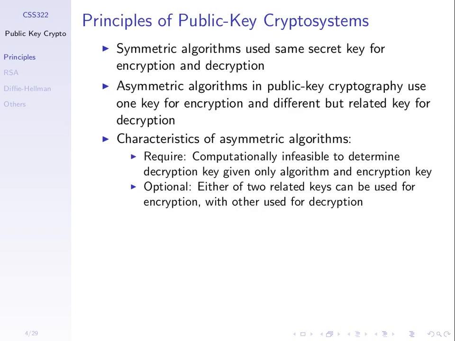But before we talk about algorithms, we'll talk about the general techniques of public key systems. Symmetric key algorithms use the same key for encrypt and decrypt. Asymmetric algorithms, so public key cryptography, the other name is asymmetric cryptography, because we don't have the same key for encrypt and decrypt. We have two different keys. We use one for encryption and a different key for decryption. But the two keys are related in some way.